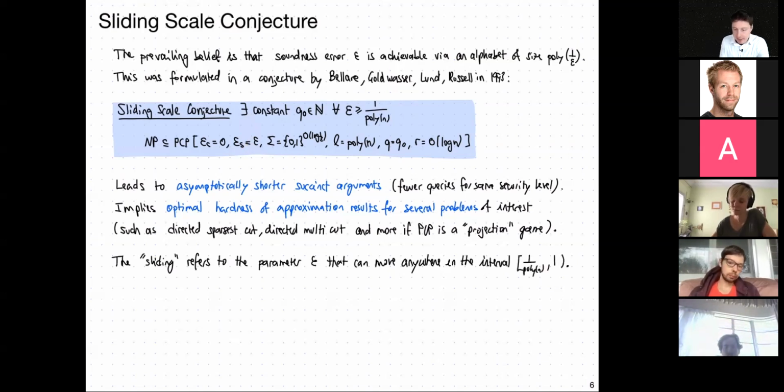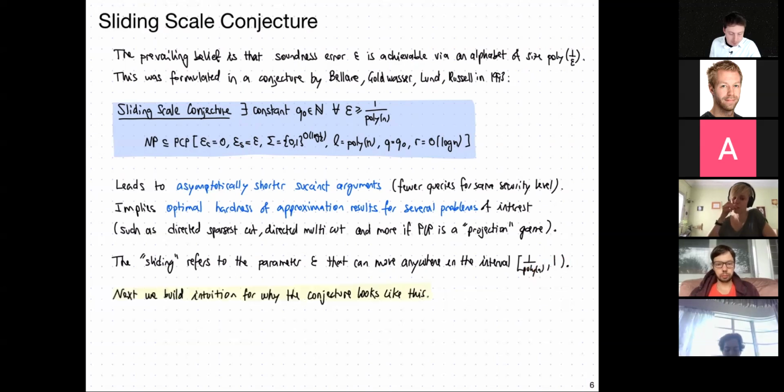Now, this sliding thing here refers to the fact that you get to choose the soundness error anywhere between something close to 1 and something pretty small, 1 over poly. And for any setting of those parameters, there is a PCP that is going to work for that. Okay. Now, there are constructions that get close to this conjecture, but do not quite resolve it. It is still, I would say, pretty open.